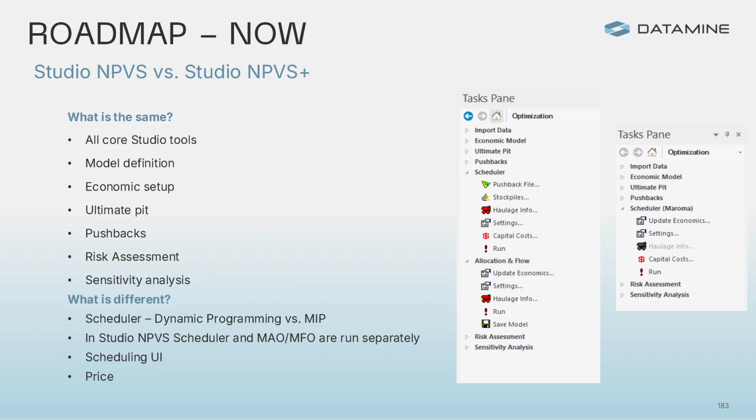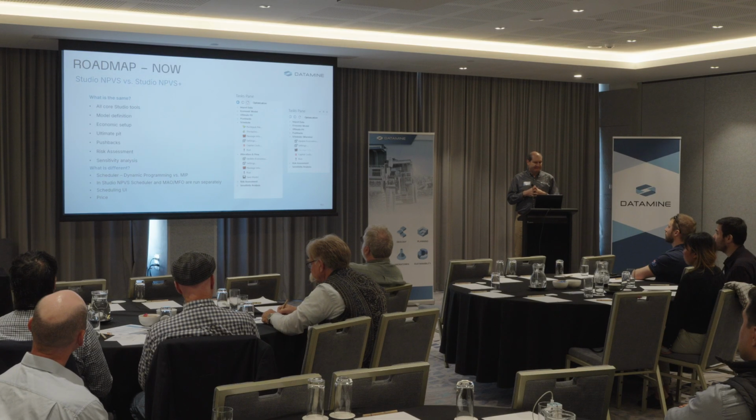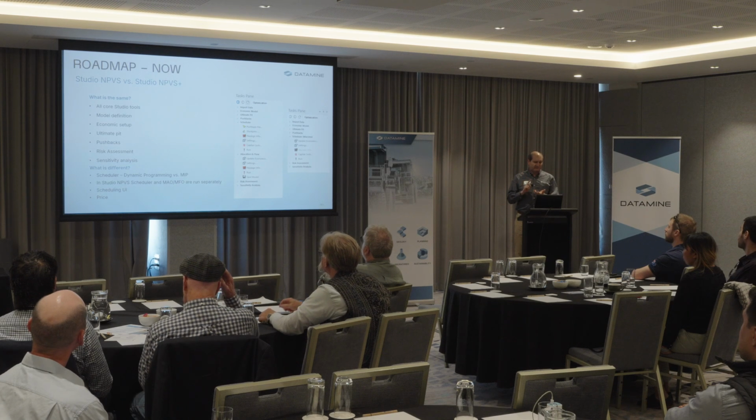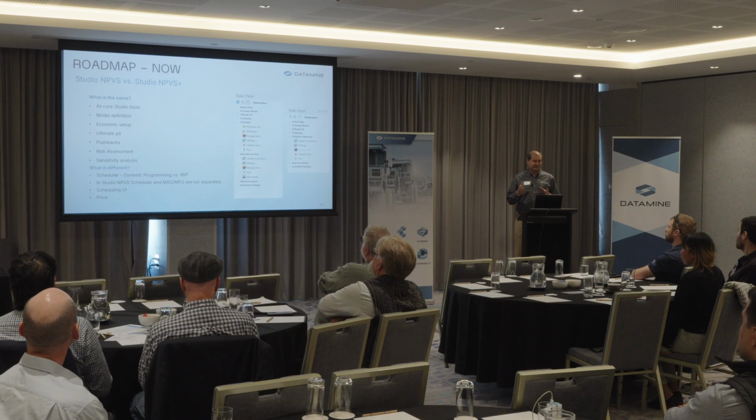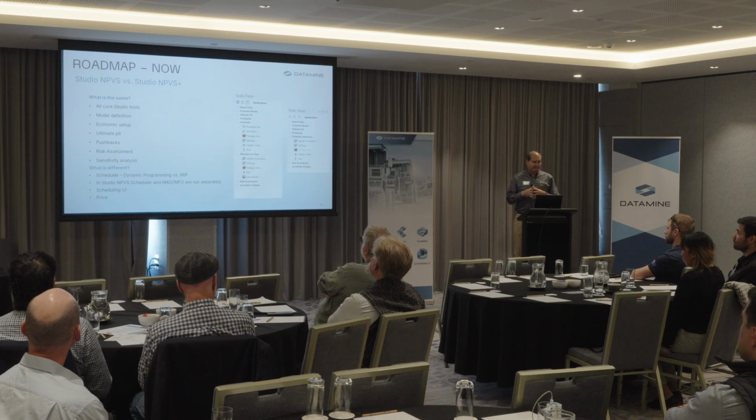Just a quick comparison. You can see here side by side the task pane between Studio NPVS and NPVS Plus. We can see the differences. We don't have schedule and allocation flow as separate groups. Now the scheduling will take care of the same. We have many similarities because the only difference is in the schedule actually. So all the Studio core tools, model definition, economic setup, ultimate pit, pushbacks, risk sensitivity analysis are the same. What is different is the schedule.